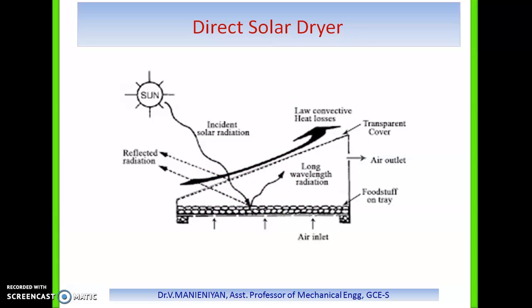A part of the transmitted radiation is reflected back from the surface of the crops, and the rest is absorbed by the surface of the crops. Due to the absorption of radiation, the crop temperature increases and the crop starts emitting long wave radiation. It does not escape to the atmosphere due to the presence of the glass cover. So unlike the open sun drying system, the temperature above the crop inside the chamber becomes higher.